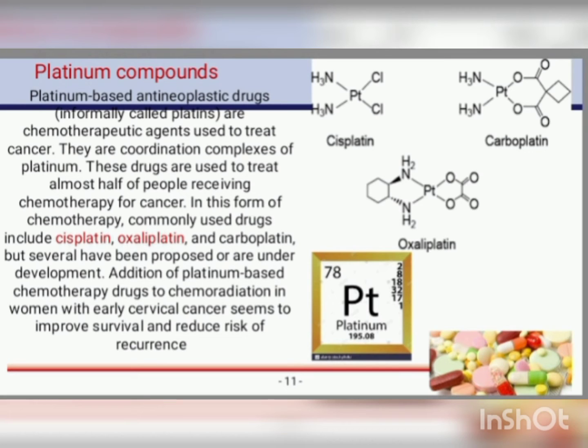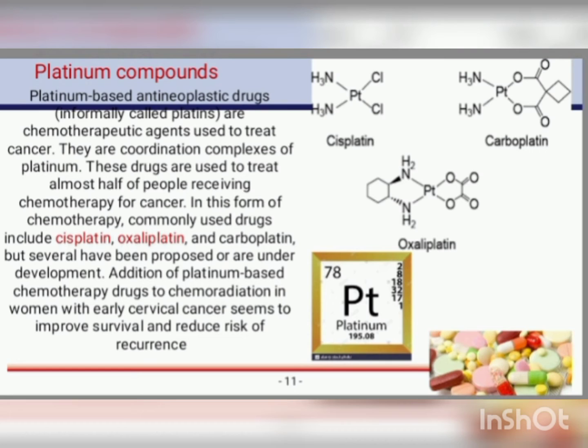Others are under development. Addition of a platinum-based chemotherapy drug to chemoradiation in women with early cervical cancer seems to improve survival and reduce the risk of recurrence. The platinum-based drugs are regularly prescribed in the treatment of cancer, and while they are effective, their use is limited by their dose.